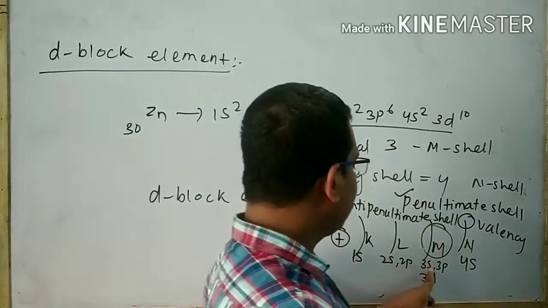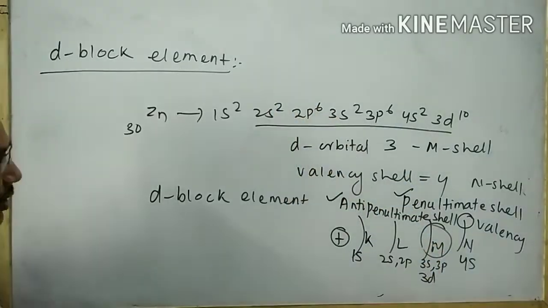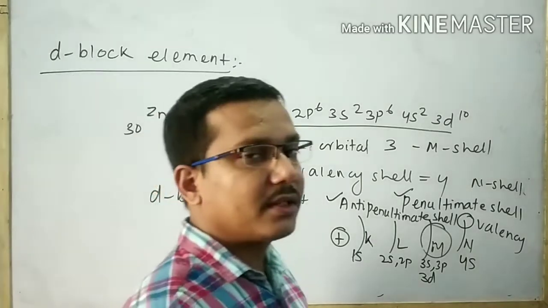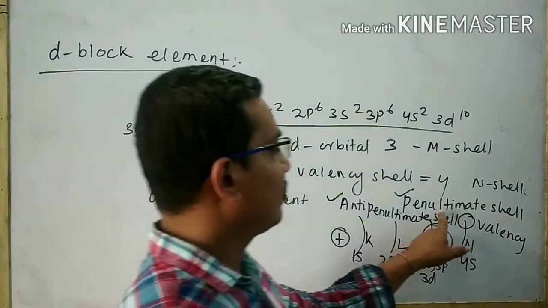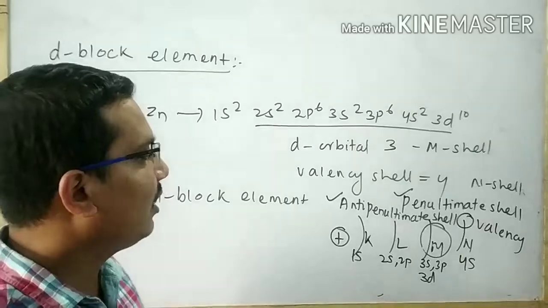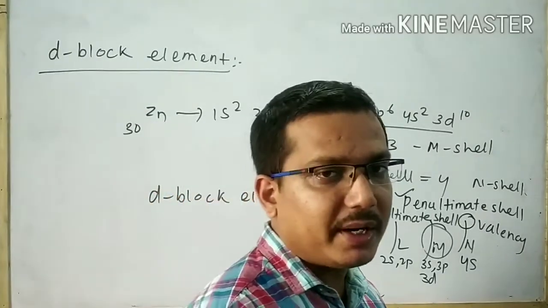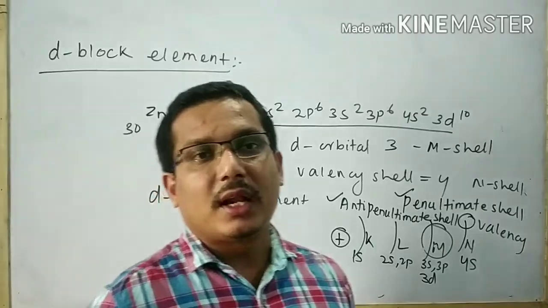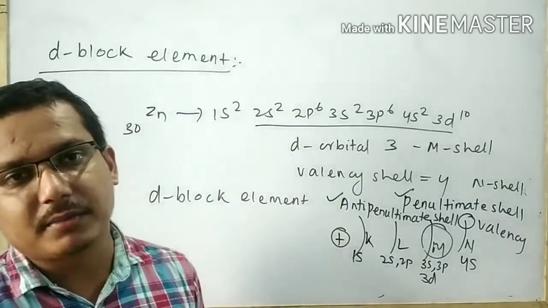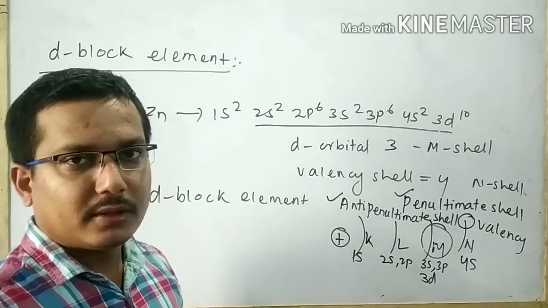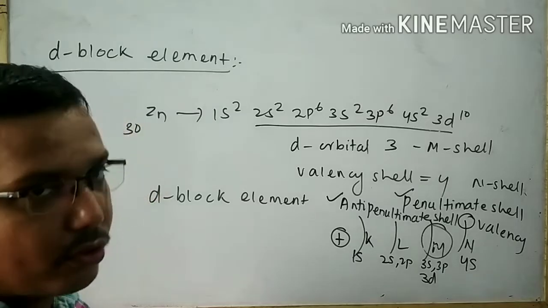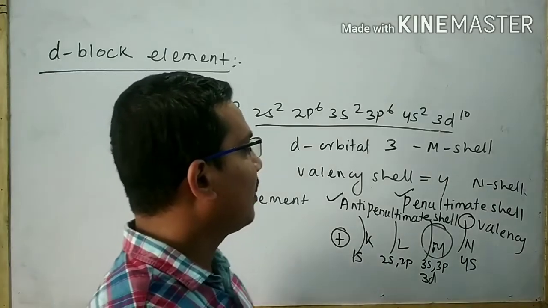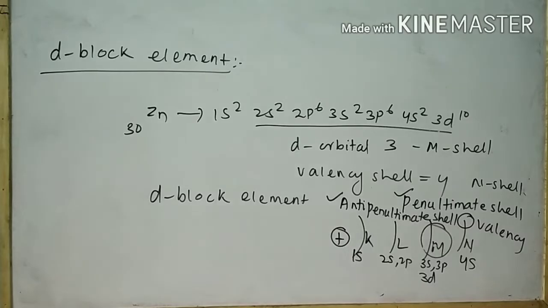The d orbital belongs to the penultimate cell, so we can write the definition of d block element: the element in which the last electron goes to the d orbital of the penultimate cell. Similarly, in the case of f block element, we write that the last electron goes to the f orbital of the anti-penultimate cell. But in the case of d block element, we write that the last electron goes to the d orbital of the penultimate cell. So we can write a definition for d block element.